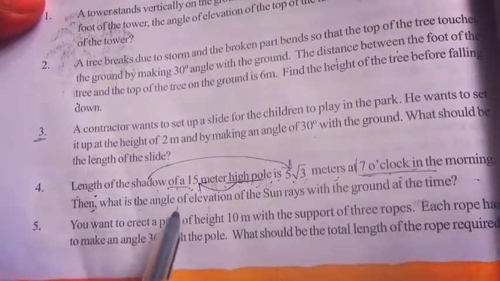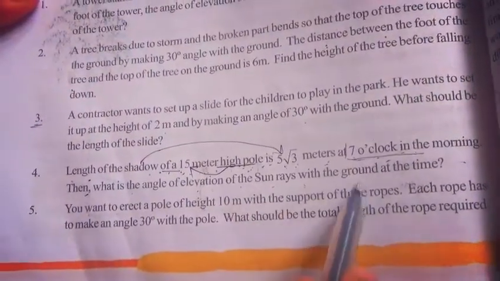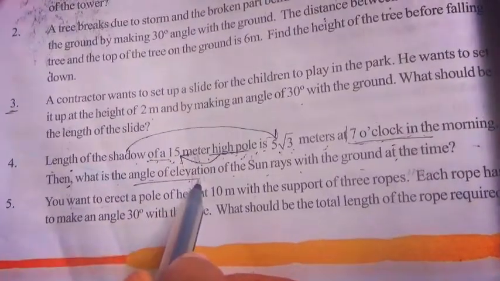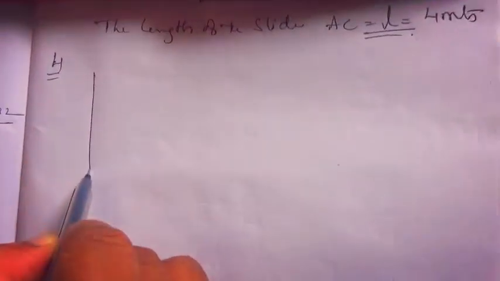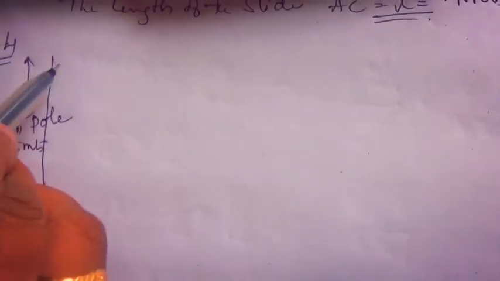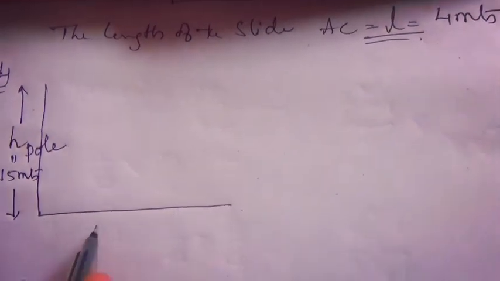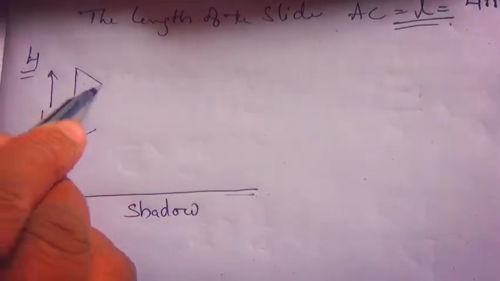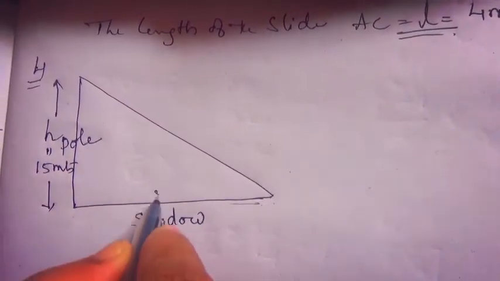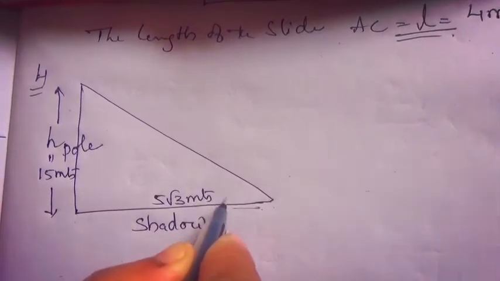Then what is the angle of elevation of the sun with the ground? We have to find out the angle of elevation of the sun with the ground at that time. So look here, here it is the pole. The height of the pole is 15 meters. And it is the shadow. The shadow of this pole is 5 root 3 meters.